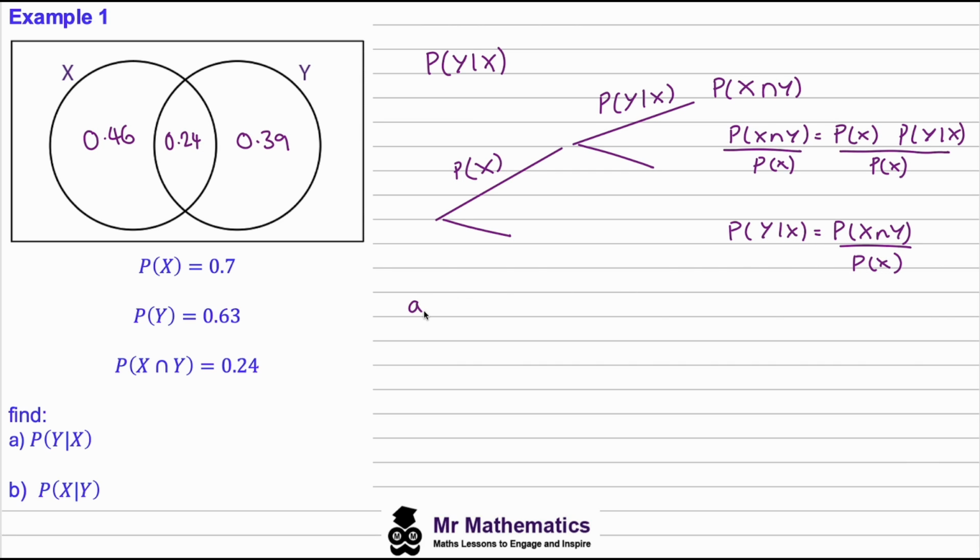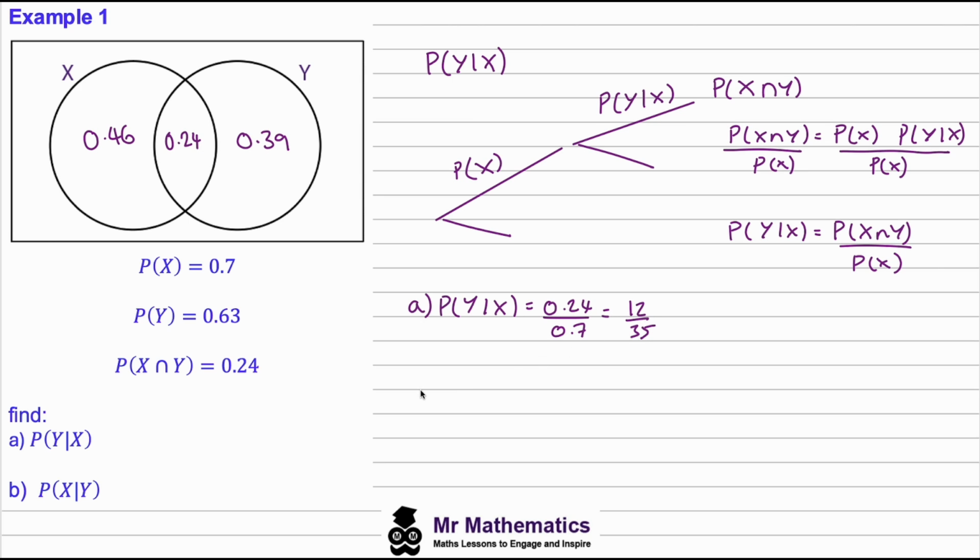So we want to work out the probability of y given x. We'll have x intersecting with y. This is the 0.24 divided by the probability of x, which we're told is 0.7. So this will be 12 over 35.